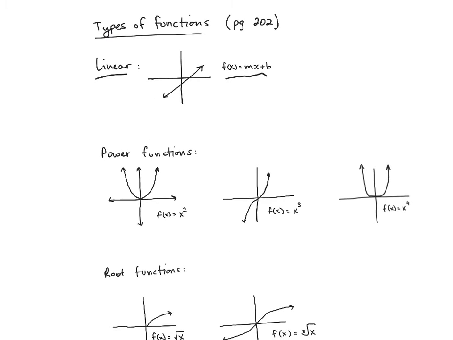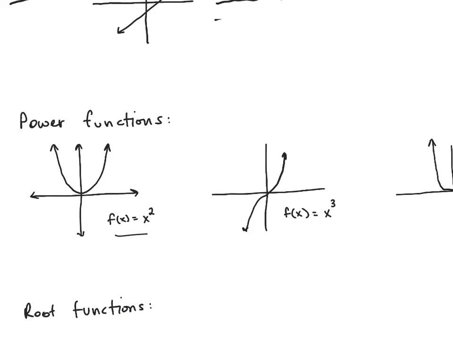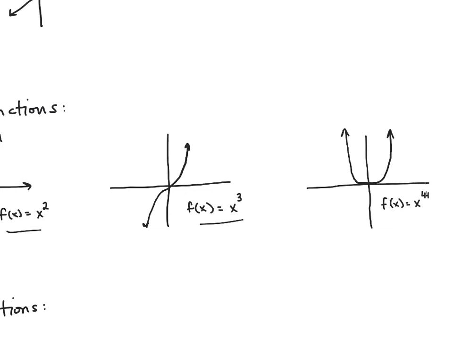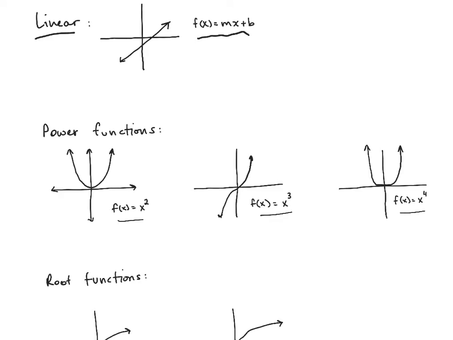The next family of functions are called power functions, and that's your x squared, x cubed, x to the fourth. You're all familiar, hopefully, with the quadratic function here. The shape of that graph is called a parabola. And then we have our cubic. So those are your power functions. Again, the point here is to have an idea in your mind of the shape of these power functions. So what does an x squared graph look like in general? What does an x cubed graph look like in general?